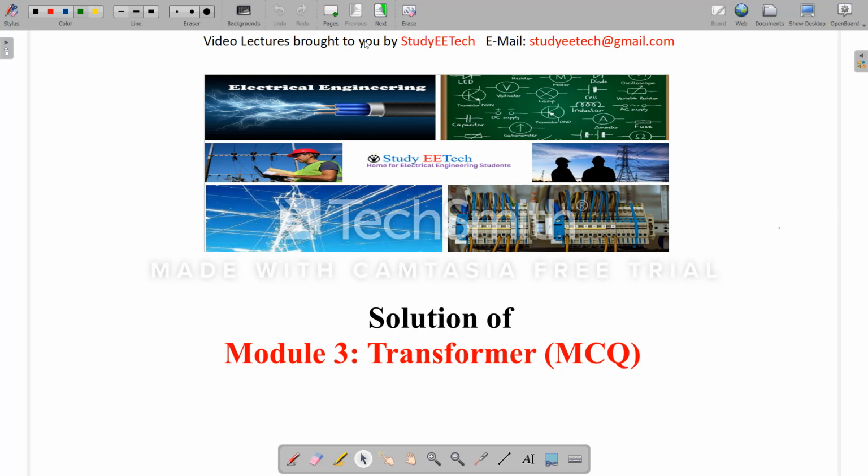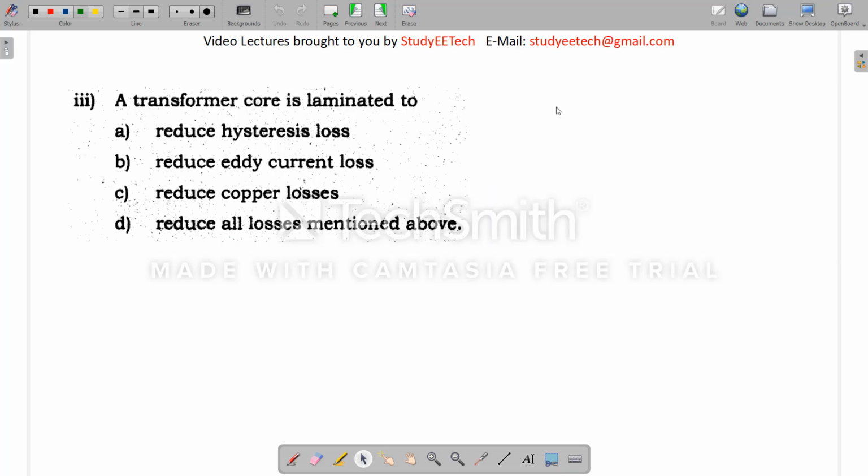Okay, so let's start. First question: the transformer core is laminated to reduce the hysteresis eddy current loss. We have discussed this question previously. If you are watching this video for the first time, you can watch part 1 and part 2, where this question has been discussed. To reduce the eddy current loss, we laminate the transformer core. So this will be the answer.